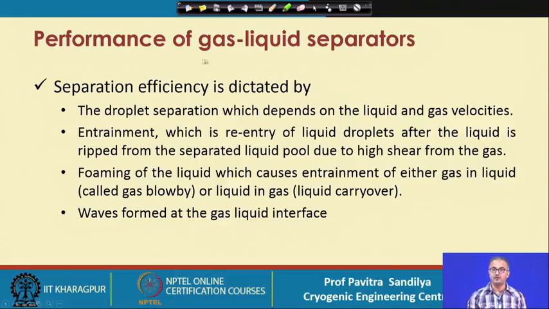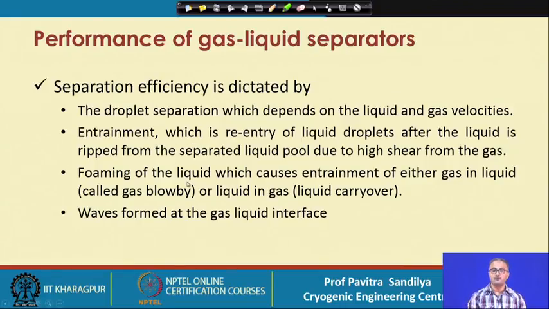And these are the performance factors for the gas liquid separators. We find the separation efficiency is dictated by the droplet separation, which depends on the liquid and gas velocities. The entrainment means any kind of liquid that is being trapped by the gas. So if there is too much liquid entrainment by the gas, then we shall be losing the oil with the gas, and that is not desirable.